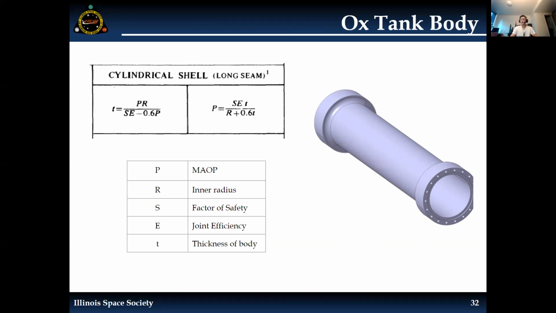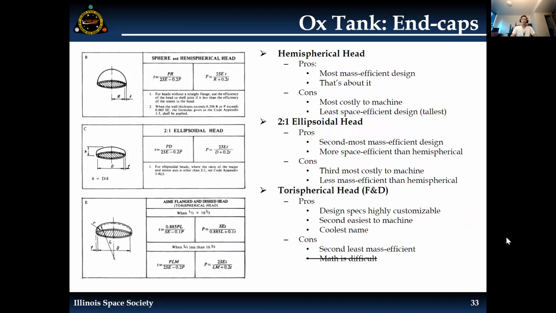Okay, I think we're ready for the next slide. In addition to the tank body, we also have these very nice formulas to calculate many different ASME standardized end caps. In the interest of time, I'm probably not going to go into detail on all of these, but if you come back to these slides later, you can have a look. I actually have a good summary slide on the next slide.